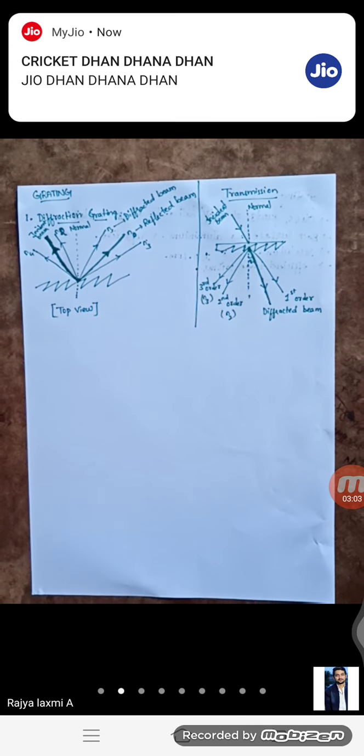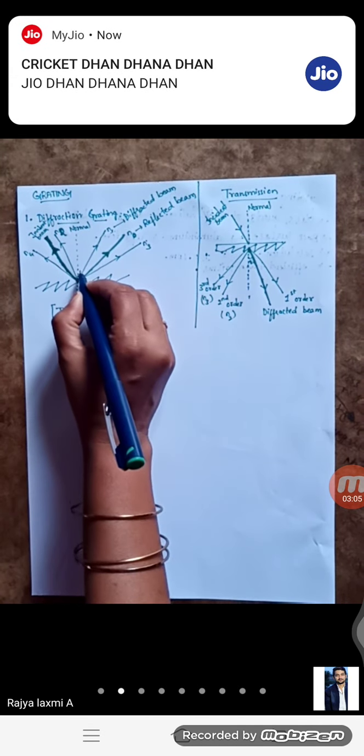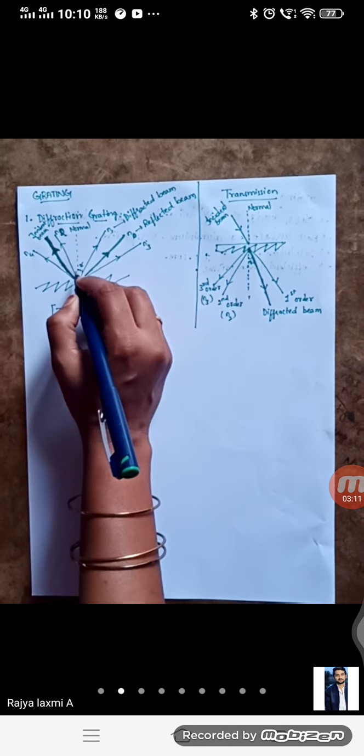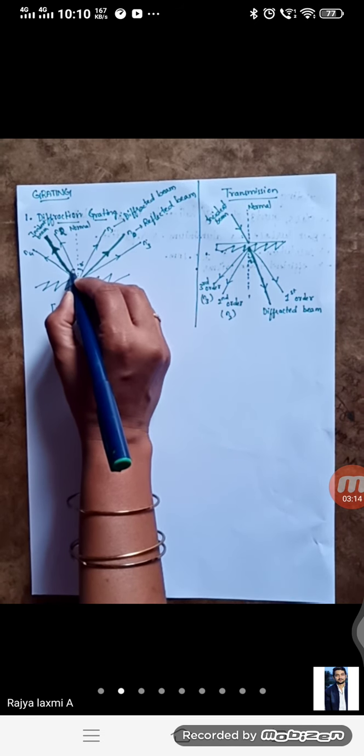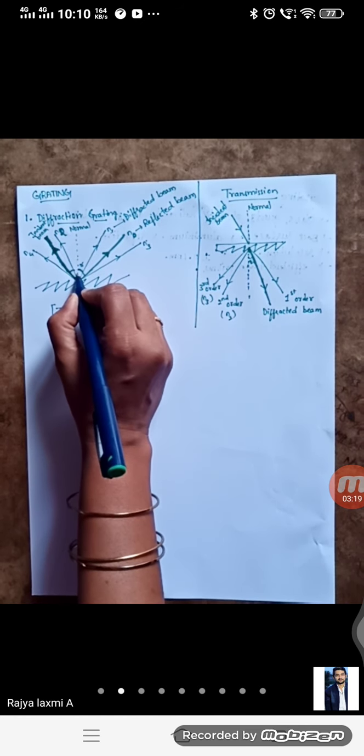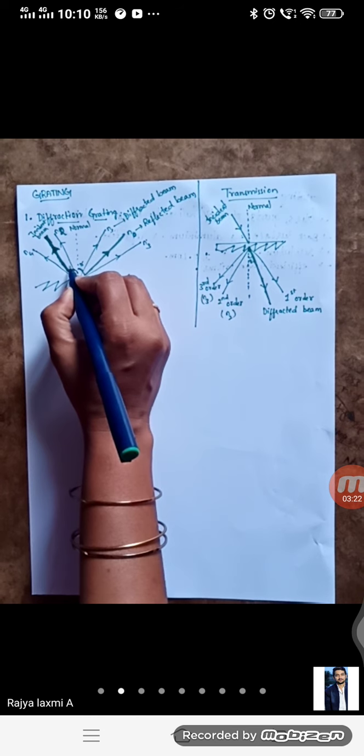So this is the diagram of the diffraction grating. This is a top view of the diffraction grating. This diffraction grating is used when polychromatic light is to be separated with high resolution.